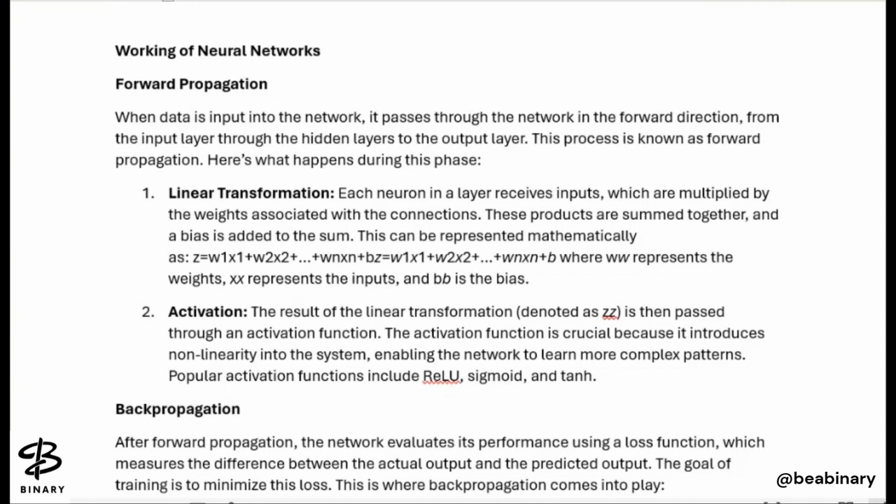Each neuron in the layer receives the inputs, which are multiplied by the weights associated with the connections. These products are summed together and a bias is added to the sum. This can be presented mathematically, as you can see in the equation, where W represents the weights, X represents the inputs, and b represents the bias.